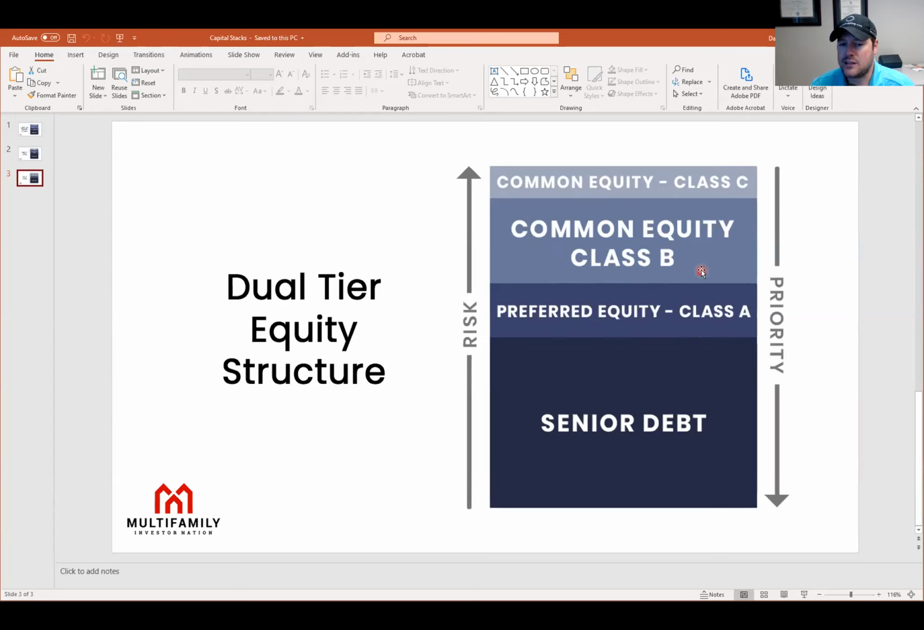So common equity class B would also have a preferred return, usually 7 or 8%, but then they would also have participation with the upside. And then of course you have your common equity position class C, which is going to be your operator in that operator position.